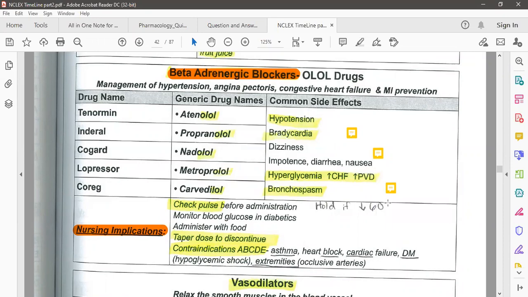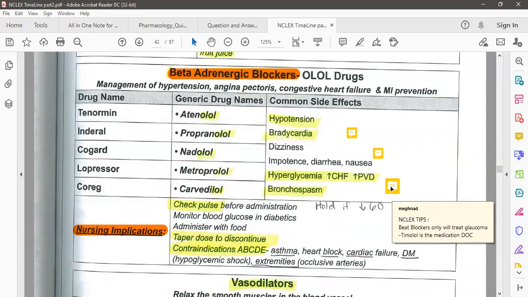What are the contraindications of beta blockers? Before giving a beta blocker, we have to check the pulse rate. We hold it if the heart rate is less than 60 beats per minute. If your patient has a history of bronchial asthma, we never give a beta blocker. So bronchial asthma and diabetes are contraindications. And do not use beta blockers with over-the-counter or cold medication. The NCLEX board likes to ask a question; we call these NCLEX tips. Beta blockers will also treat glaucoma, and timolol is the drug of choice. Timolol is a beta blocker.